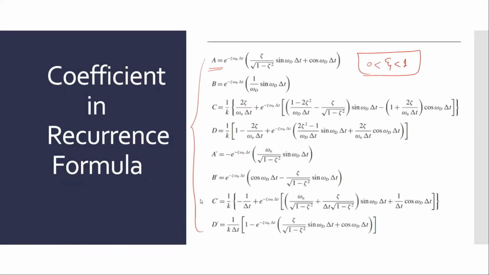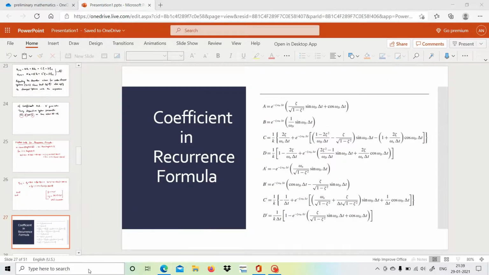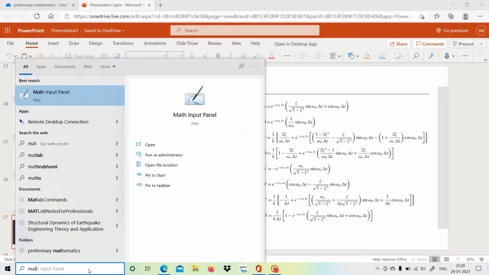So before we finish, we will go to MATLAB and see how to code it. Just wait for a minute. We will just initiate MATLAB.